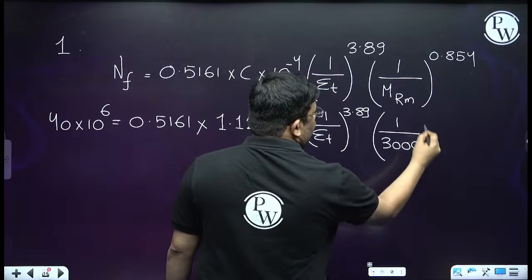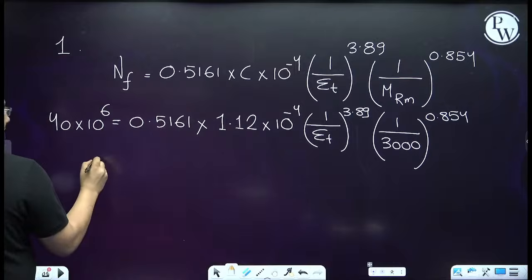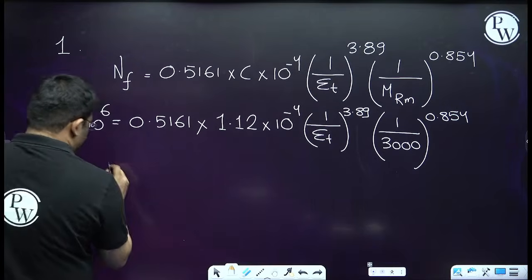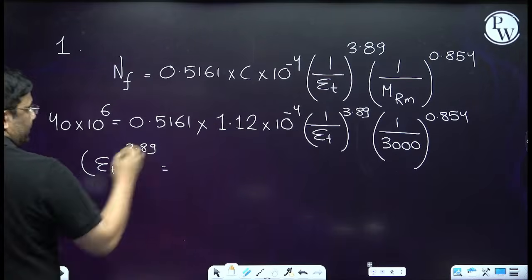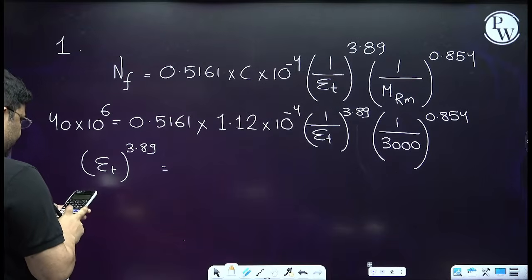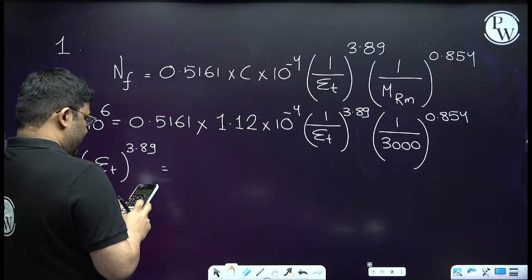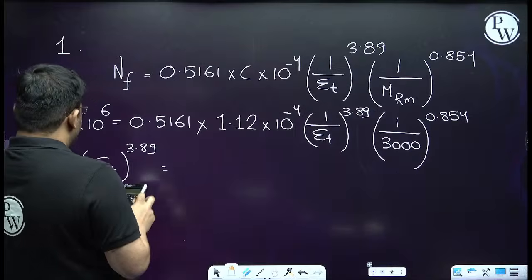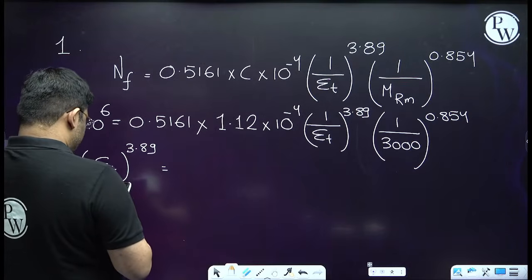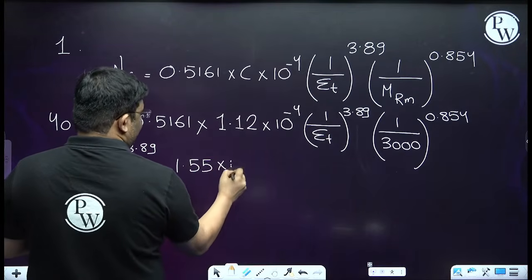So 1 by 3000 to the power 0.854. If you solve this question, just rearrange the things. So the tensile strain to the power 3.89, how much will we get? Do the calculations. This is 0.5161 into 1.12 into 10 to the power minus 4. Then I'll divide by 3000 to the power 0.854, then further divide by this value 40 into 10 to the power 6. So I'm getting this value as 1.55 into 10 to the power minus 15.